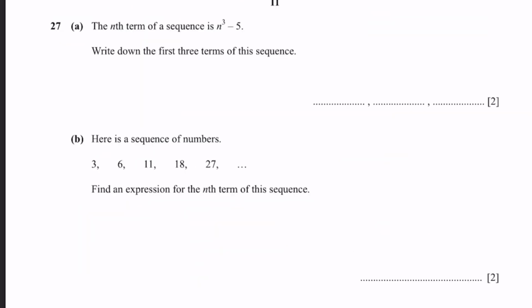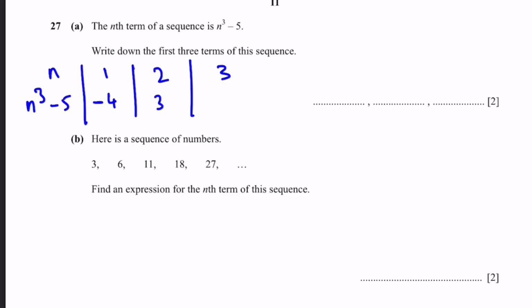Question 27. The nth term of a sequence is n cubed minus 5. Write down the first three terms of the sequence. We just need to substitute n equals 1, 2, and 3 into the sequence. When n is 1, n cubed is also equal to 1, and then 1 minus 5 is negative 4. Now n equals 2, n cubed is equal to 8, 8 minus 5 is 3. N is equal to 3, n cubed equals 27, 27 minus 5 is equal to 22.